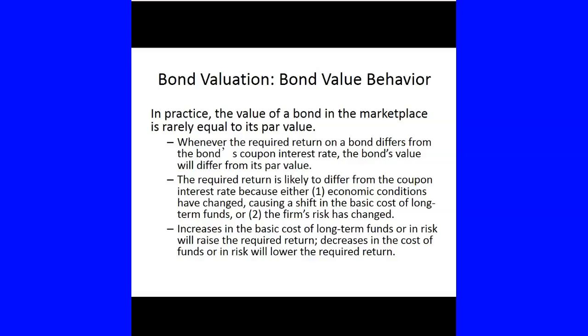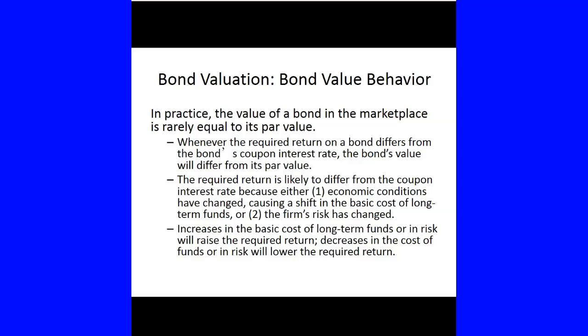This is because whenever the required return on the bond differs from the bond's coupon interest rate, the bond's value will differ from its par value. And the required rates of return are a function of the economic conditions. So as we have changing interest rates in the broader economy, the required return on a particular bond is going to change. And that's going to cause a shift in the long-term cost of debt financing.